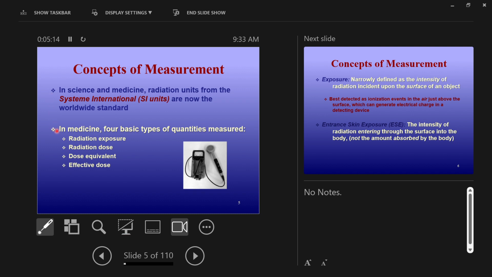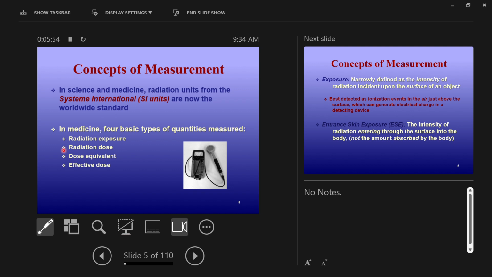So I just put these four on the board, right? Four basic quantities measured: exposure, dose, dose equivalent, and effective dose. These basically go in increasing detail. Radiation exposure will tell you how much radiation is in the air above you, how much radiation you can be exposed to. Dose will tell you how much was actually absorbed into your body. Dose equivalent will tell you how much was absorbed into your body from the exposure and relate it to the harmfulness of that radiation, so it will indicate some kind of biologic harm.